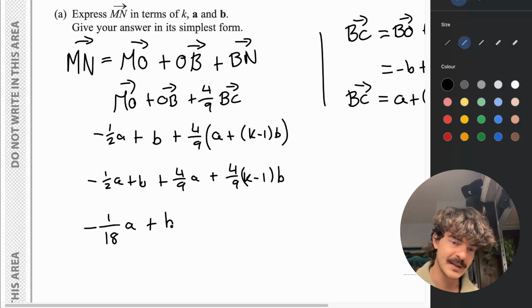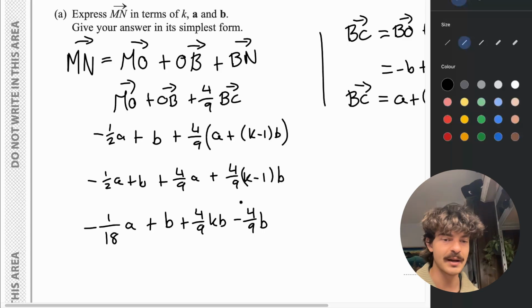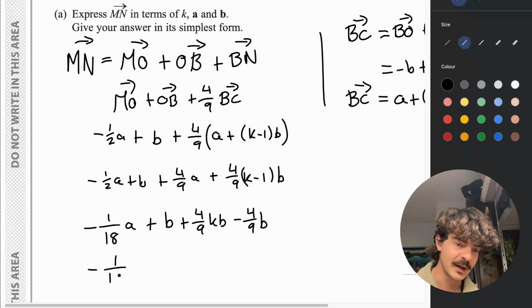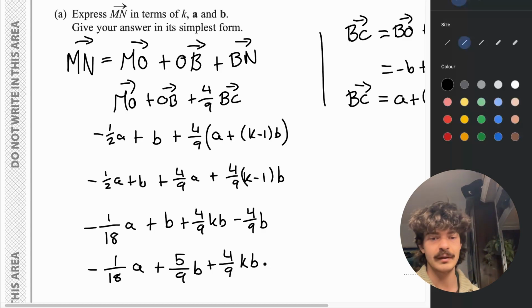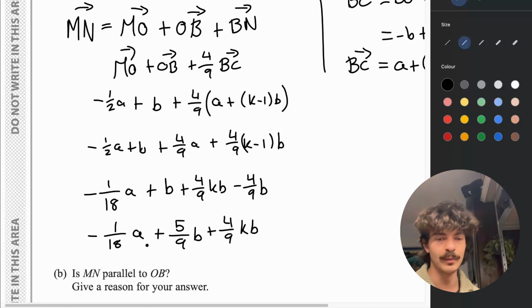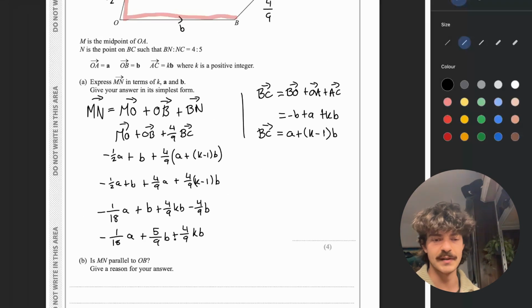Let's just write this out again. So we've got plus B here, and we're going to get plus 4 over 9 kB. We get minus 4/9 B here. So just expanding everything out. And in our final line of workings, we've got minus an 18th A, then plus 5 over 9 B plus 4 over 9 kB. Nice. I think that would be in its simplest form. Some might argue that you'd want to refactorize this, have a value of a 9th on the outside or something, but I think that's fine.